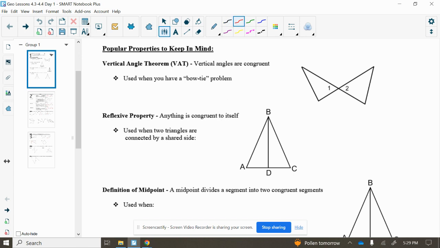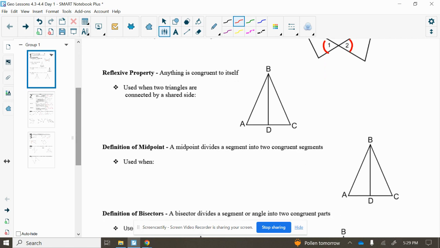And we are allowed to say that angle 1 and angle 2 are congruent to each other by the vertical angles theorem. Another property we've used before is the reflexive property. The reflexive property occurs when we have a common shared side, in this case with these triangles. If we are looking at these as two separate triangles, ABD and CBD, they share that side in common. So we would be allowed to say that segment BD is congruent to segment BD itself. Again, that's happening when they are sharing a side in common.